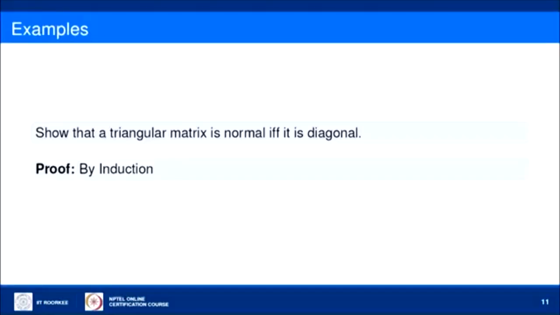Now, the next result is that a triangular matrix is normal if and only if it is diagonal. We have already proven that in the very first definition, where I showed, by taking the Schur decomposition lemma and a matrix M, that M star M equals M M star only when M is diagonal, and the same proof can be used here, the same concept.